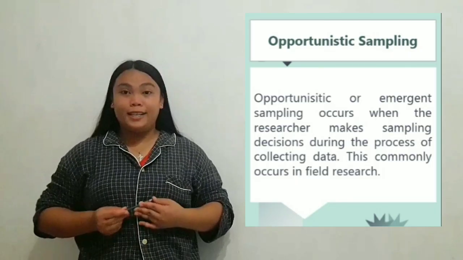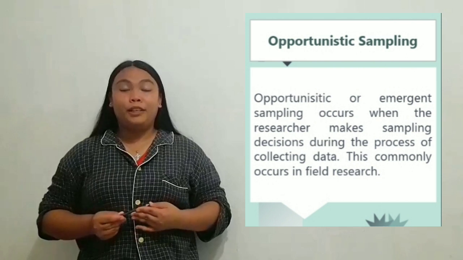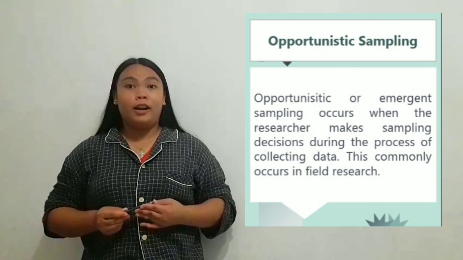Another type is opportunistic sampling. Opportunistic or emergent sampling occurs when the researchers make sampling decisions during the process of collecting data. This commonly occurs in field research. One example would be standing on the street asking passersby to join the research. This is a quick and easy way to access a sample, so practically it is an advantage.